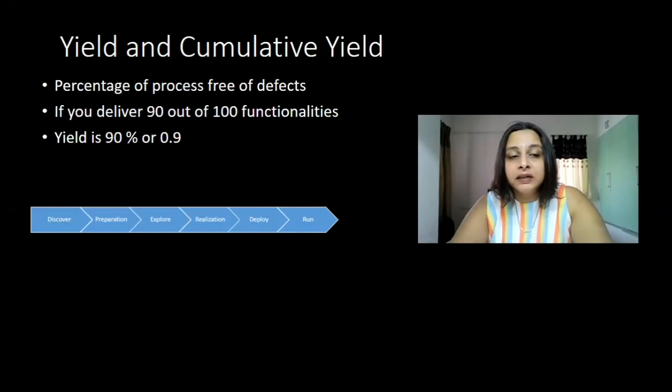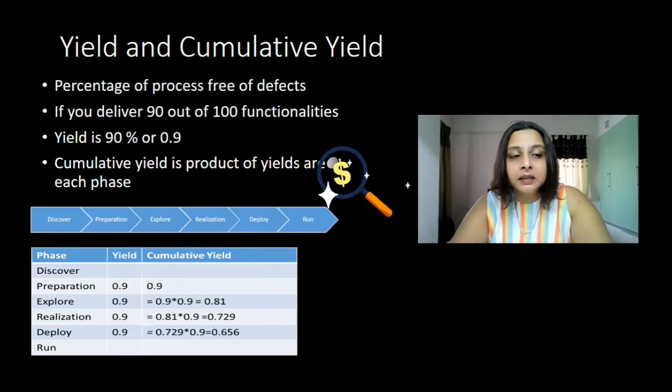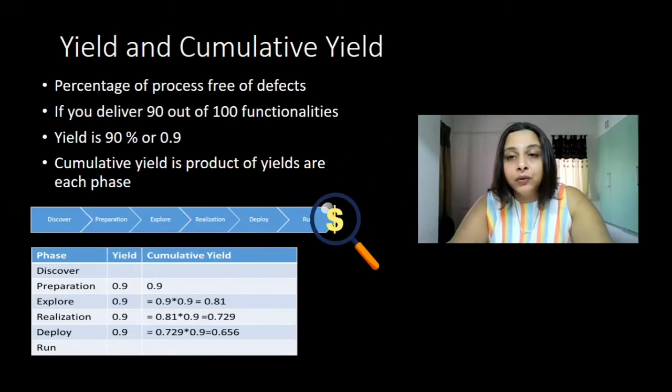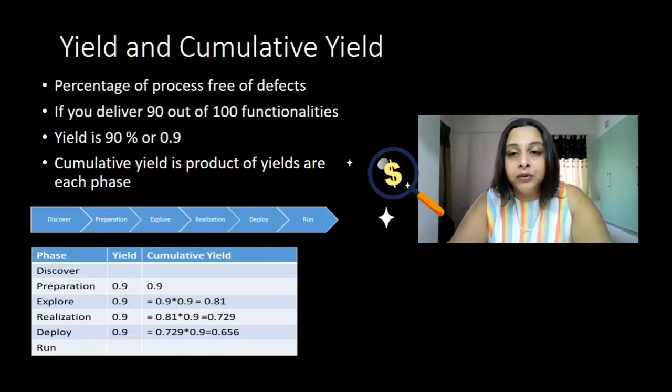Let us first understand that you have four phases in your project, which are prepare, explore, realization, and deploy. There will be a yield attached to every phase of this project, and the cumulative yield is nothing but the product of all these yields of each phase. Now let us understand this. As per this chart, I have assumed that each phase has a yield of 90%.